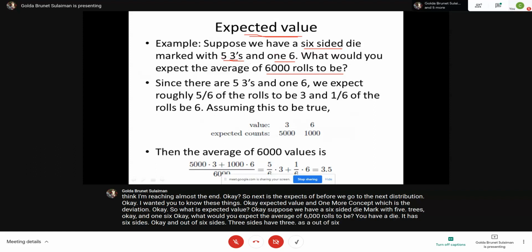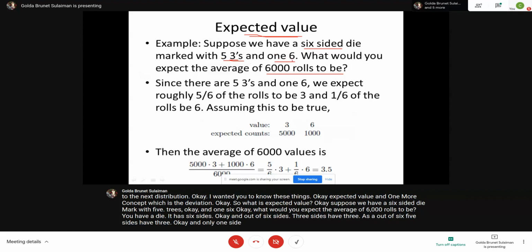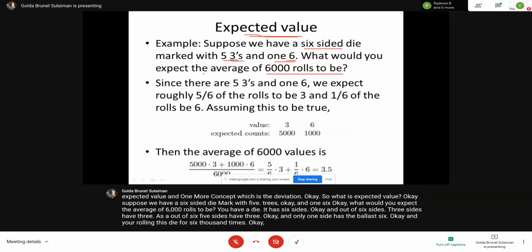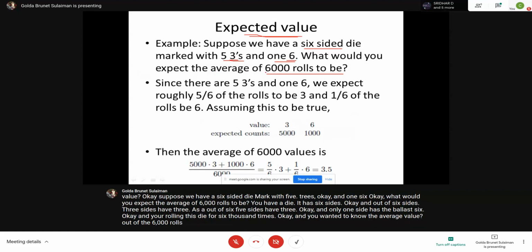Sorry, out of 6 sides, 5 sides have the value 3, and only one side has the value 6. You are rolling this die 6,000 times, and you want to know the average value out of these 6,000 rolls.